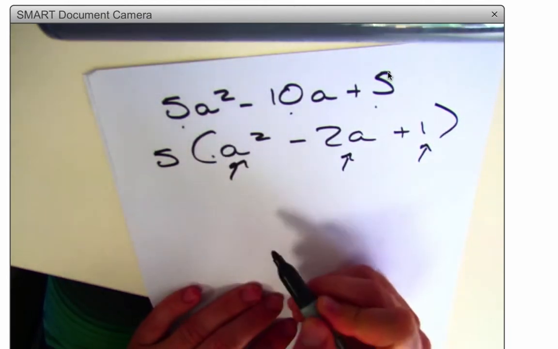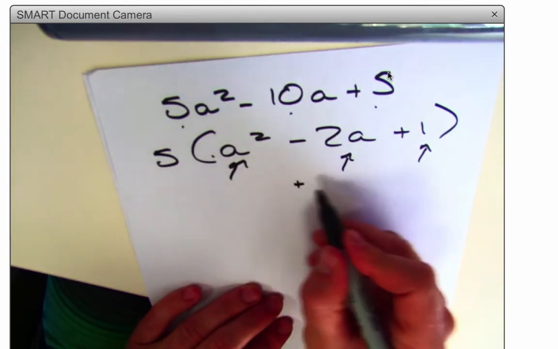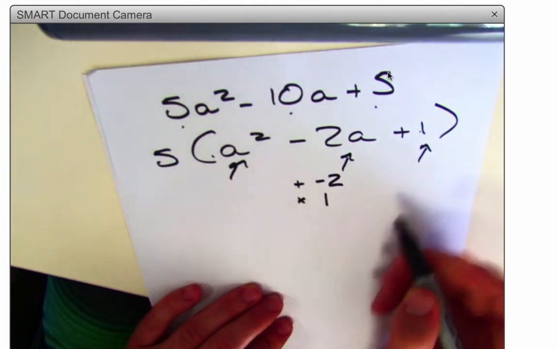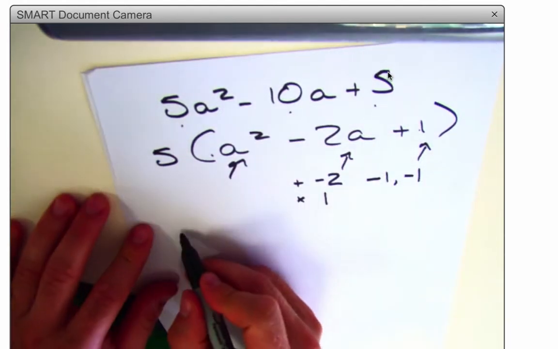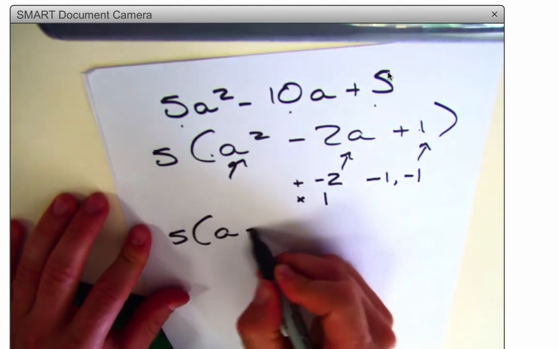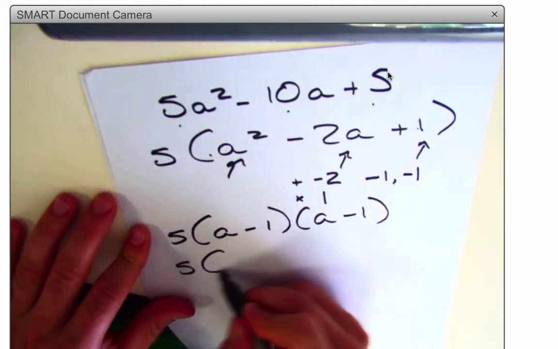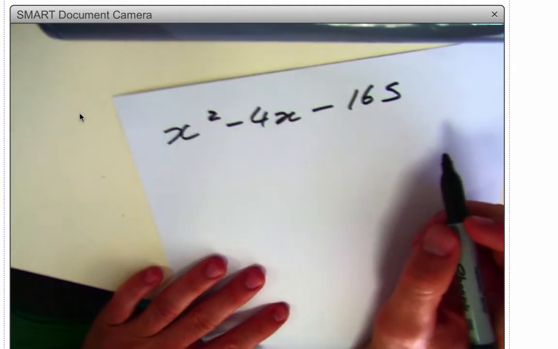Look at the first term. That is a monic trinomial. So we just need 2 numbers that add to give -2 and 2 numbers that times to give 1. Those numbers are -1 and -1. So we have 5, a minus 1, a minus 1. Of course it's a perfect square, which is 5 times a minus 1 squared. Good, let's do it.